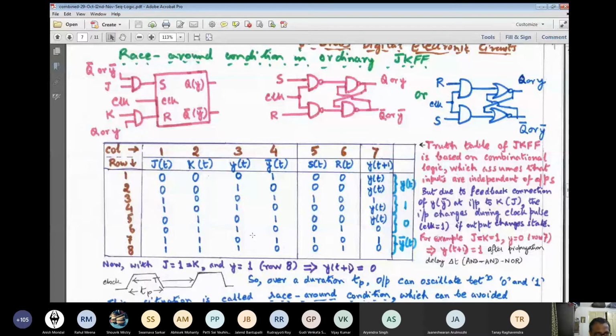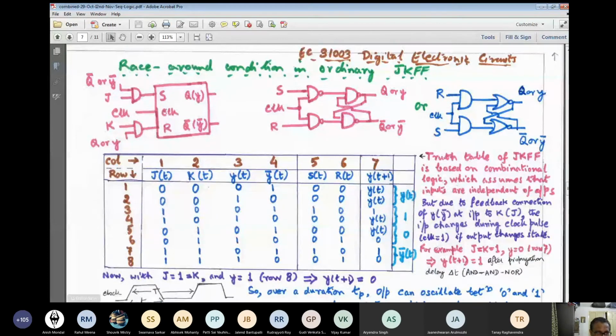The signal can propagate. If clock falls to 0, then it will force the output of the NAND gate to 1. Otherwise, if clock is 1, whatever change takes place at S and R can go through the NAND gate and clearly affect the output of Q and Q bar. That is the situation.